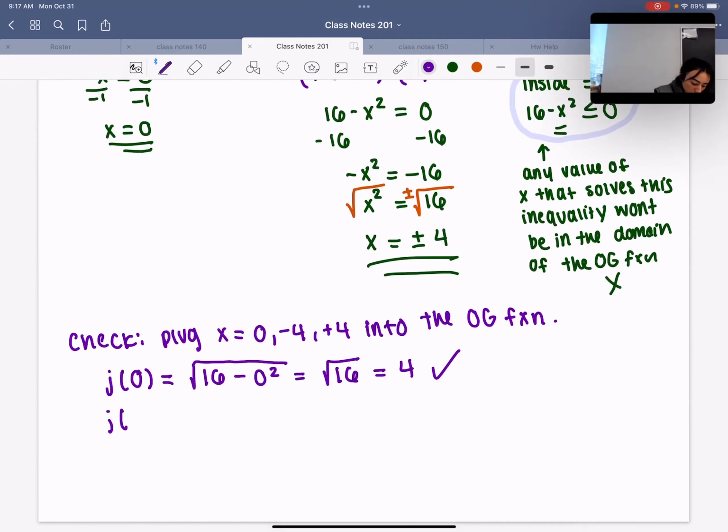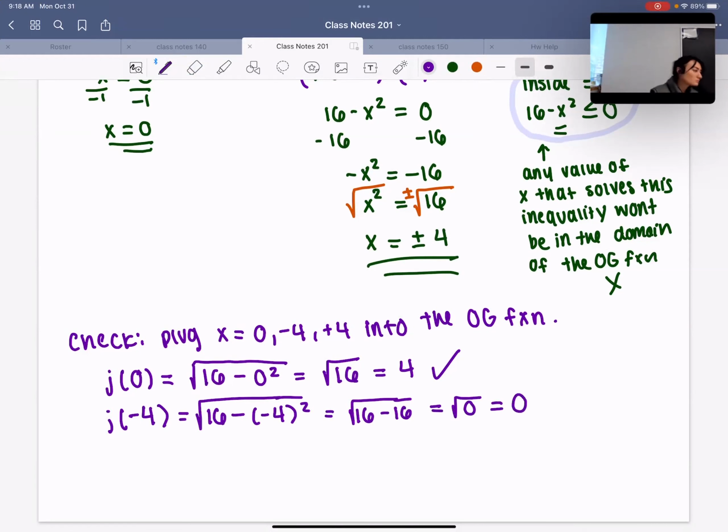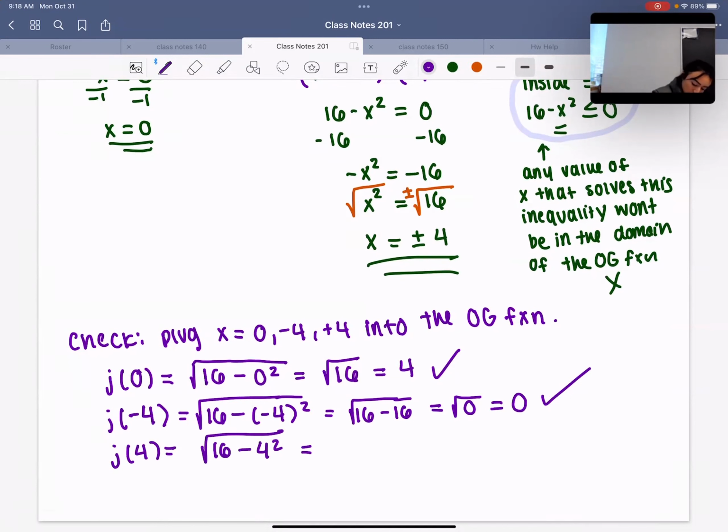Okay, we can plug in -4. The square root of 16 minus -4 squared. That gives me the square root of 16 minus 16, right? And that's the square root of 0, which is 0. 0 is a valid answer. It doesn't produce an error in my calculator, so that's okay. And j of 4 gives me the square root of 16 minus 4 squared, which is also going to be 0, which also works.